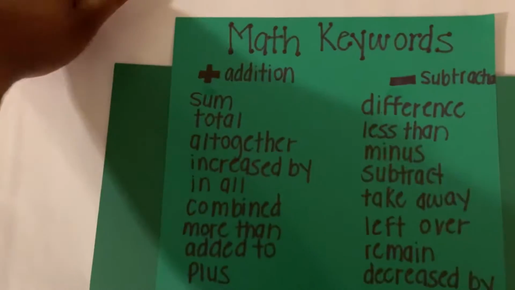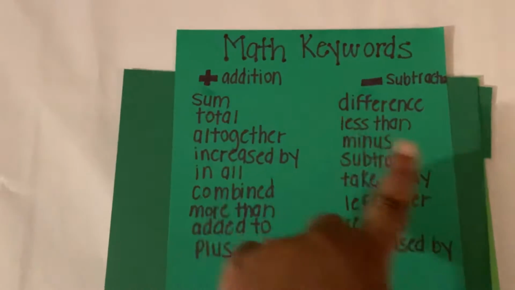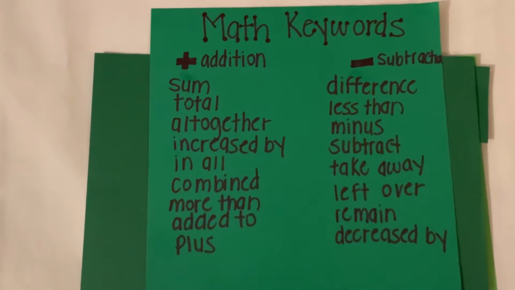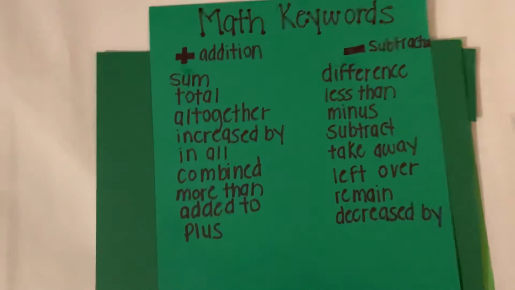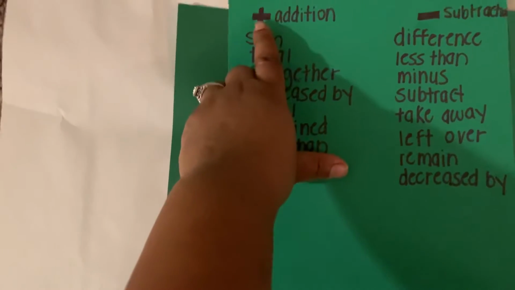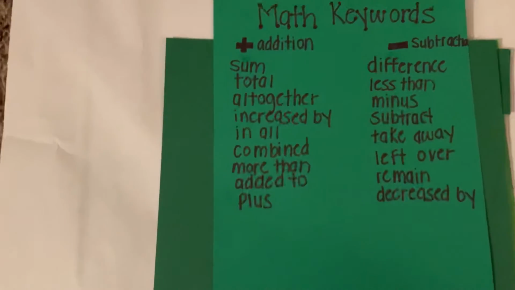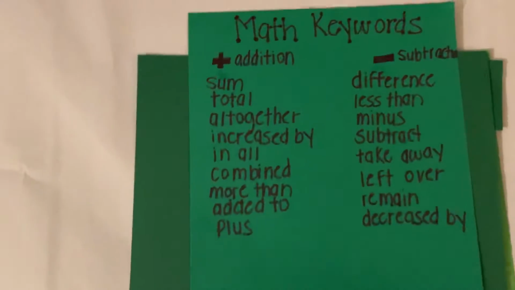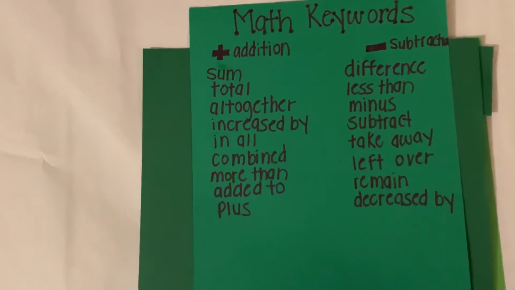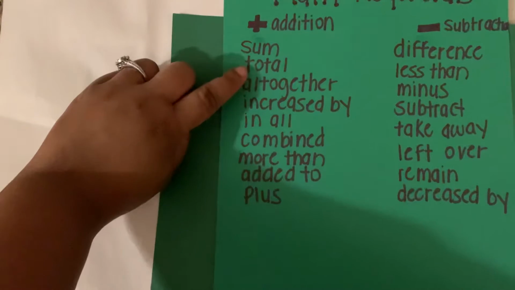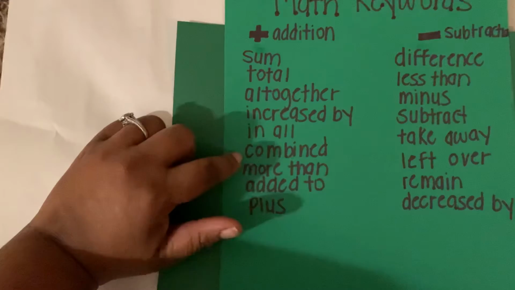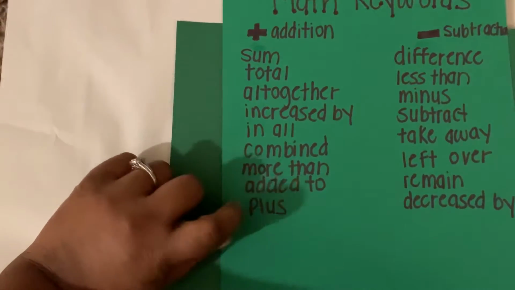Okay, so the vocabulary words are here, and I have them titled math keywords because these words are going to help us determine what operation we're using when we're adding and subtracting numbers, especially with word problems. So this right here is our addition sign. And these are some of the keywords to look for when we're adding numbers, or to annotate that we need to add. They are sum, total, altogether, increased by, in all, combined, more than, added to, and plus.